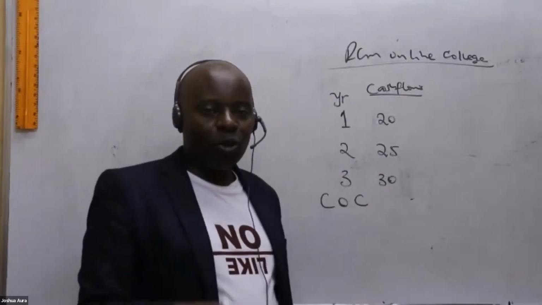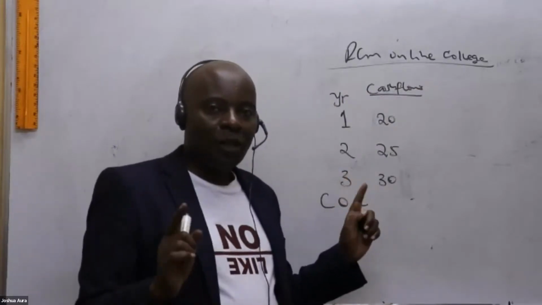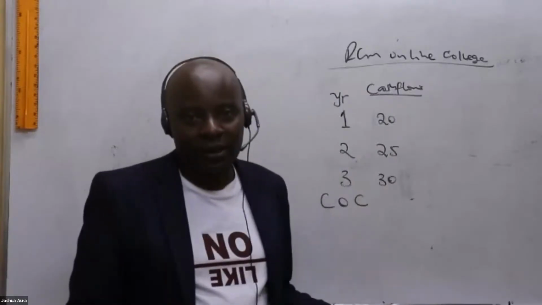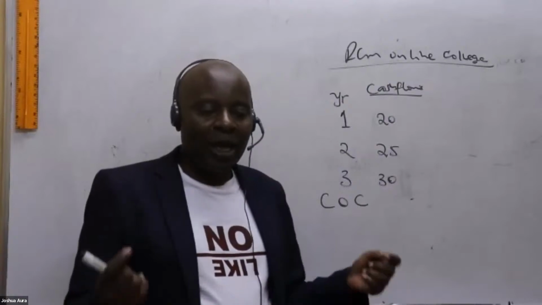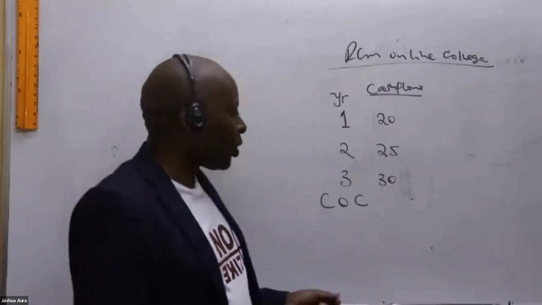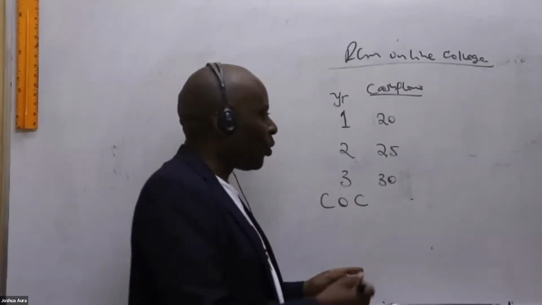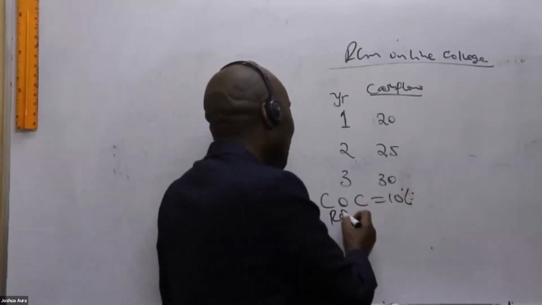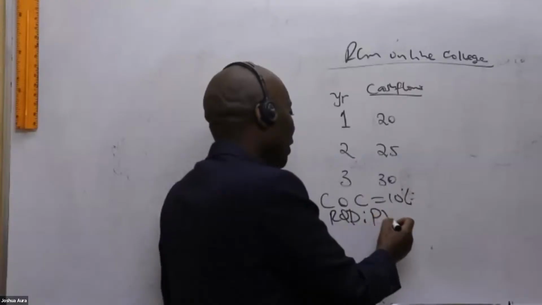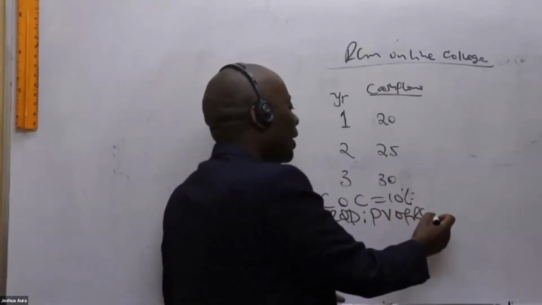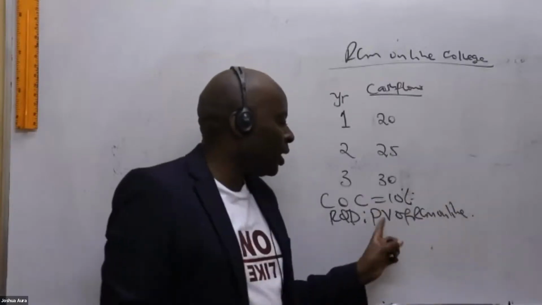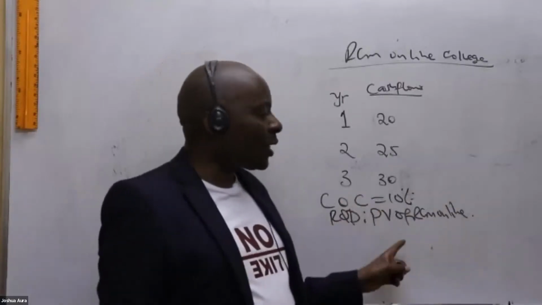So I'm showing you how to do this on the board, and then I'll show you how to do it easily in Excel, including IRR, etc. COC stands for cost of capital. So if the cost of capital is 10%, we want you to determine the present value of RCM Online College for purposes of being bought out as directors. Give us the present value of RCM Online College.